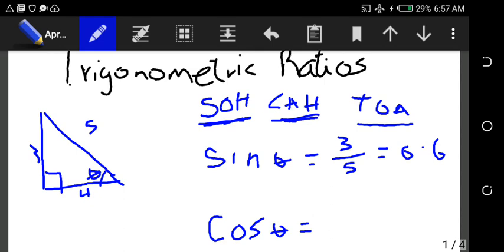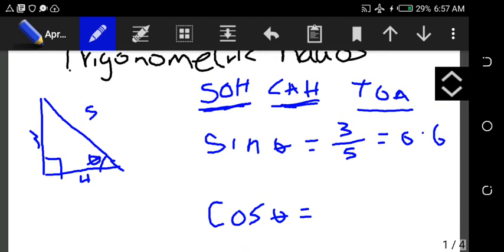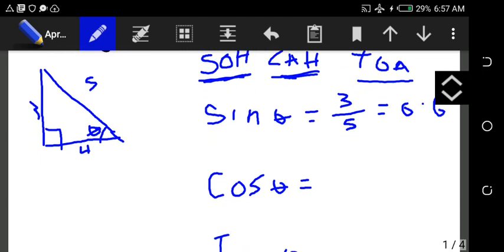Now for the cos theta, cos according to SOHCAHTOA is adjacent over hypotenuse, and for this particular diagram, the adjacent side to this theta is the side close to it, which is 4. So we have 4 as adjacent over the hypotenuse, which is 5. So cos theta is equal to 4 over 5, which evaluates to 0.8.